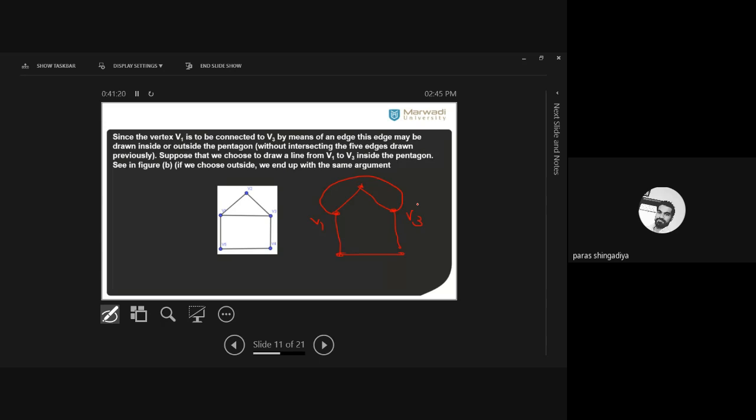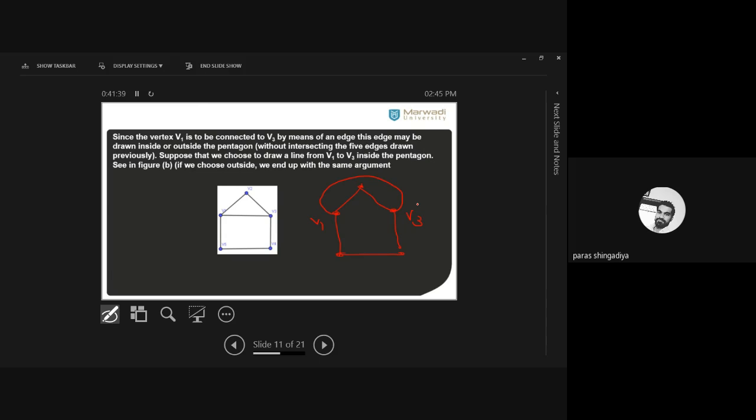Suppose that we choose to draw a line from V1 to V3 inside the pentagon. So that is what I consider here. You can also prefer this other option to connect V1 and V3. You will get the same conclusion at last.